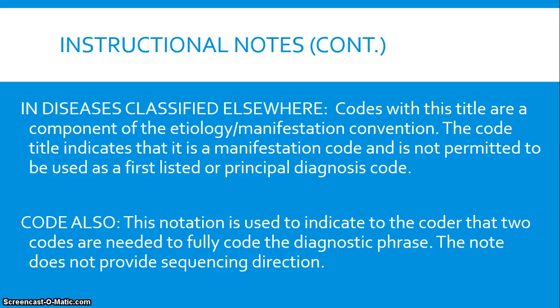In diseases classified elsewhere, codes with this title are a component of the etiology or manifestation convention. The code title indicates that it is a manifestation code and is not permitted to be used as a first listed or principal diagnosis code. Code also. This notation is used to indicate to the coder that two codes are needed to fully code the diagnostic phrase. The note does not provide sequencing direction.